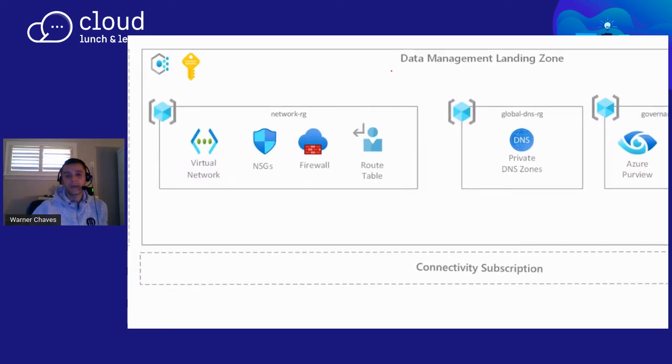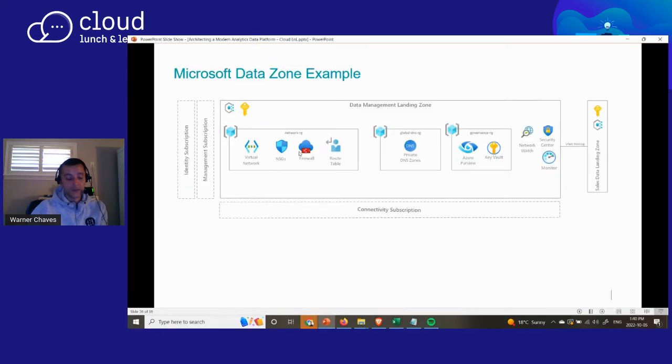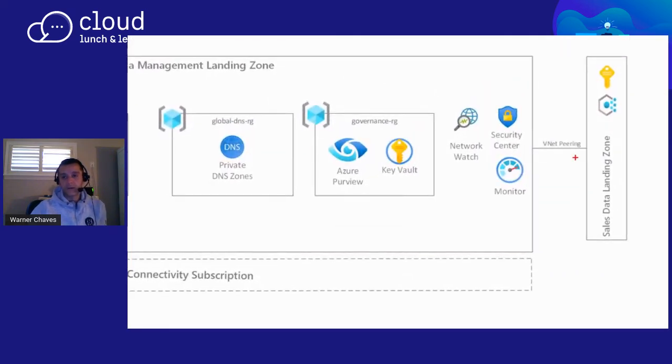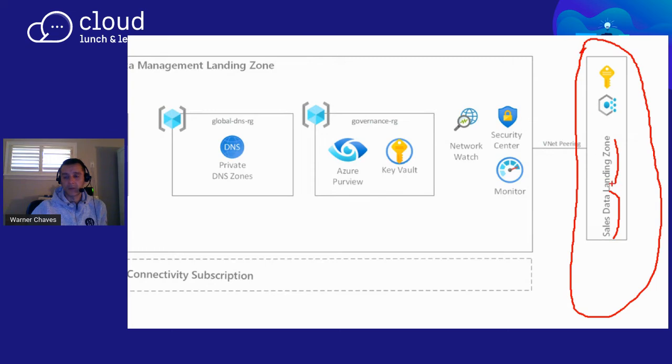One is this idea that you create a VNet called a data management landing zone, and then connect it to this data management landing zone. You see here, here's an example. It says this is the sales data landing zone. And we don't know what this is really. It's kind of like a black box in this diagram. In the next slide, we're going to zoom into this one. But you see here, there's a VNet peering between this zone and this zone.